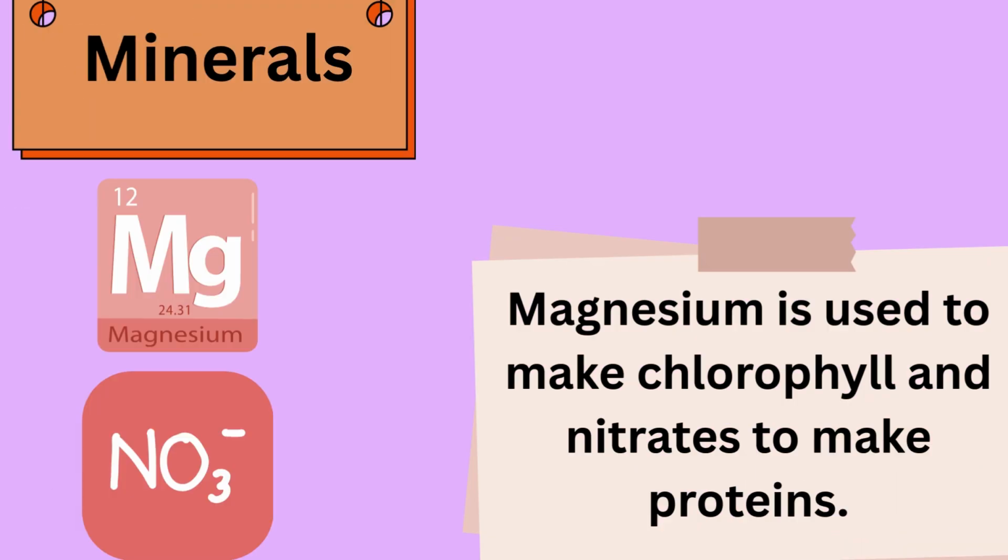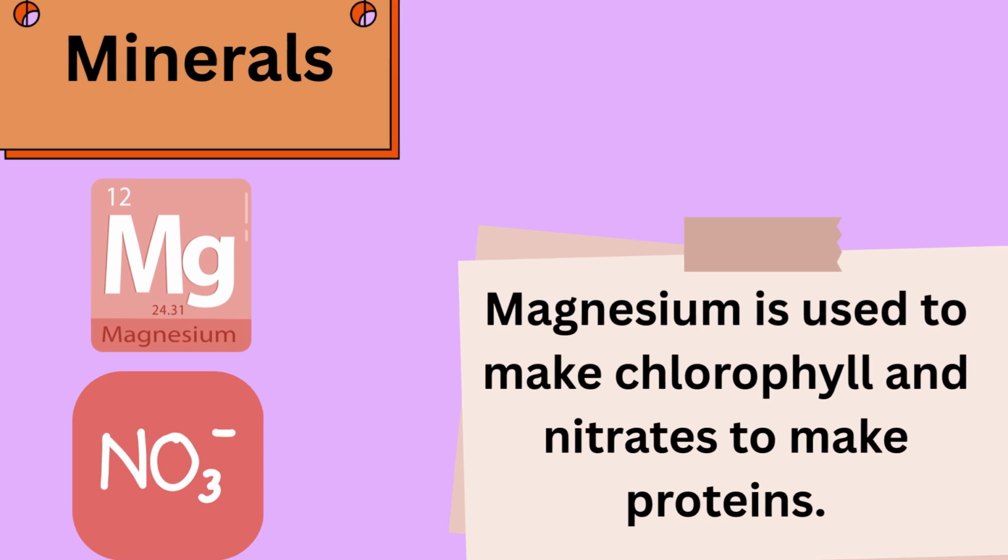Plants need minerals too. Magnesium is very important to make chlorophyll, and nitrates are crucial for protein formation. Without these, plants become unhealthy and can't function properly.